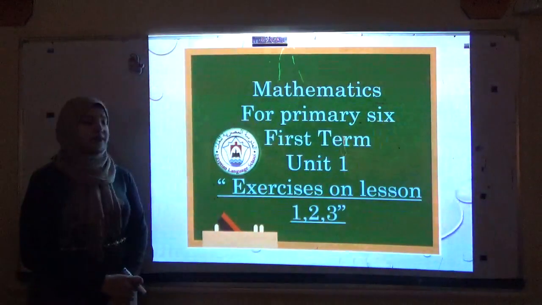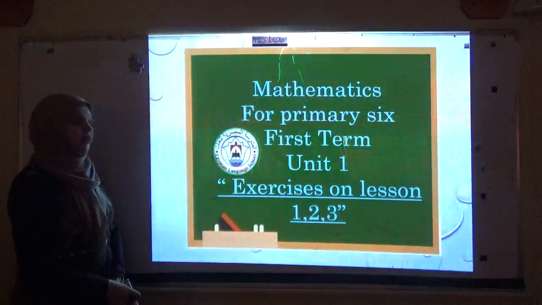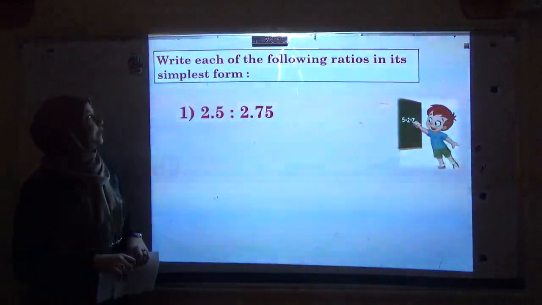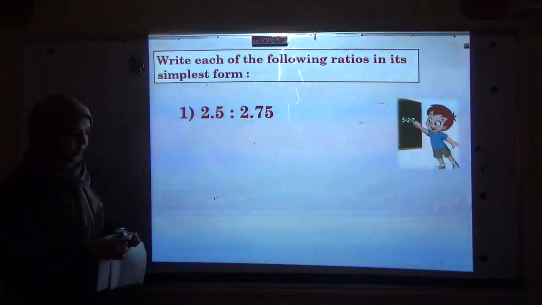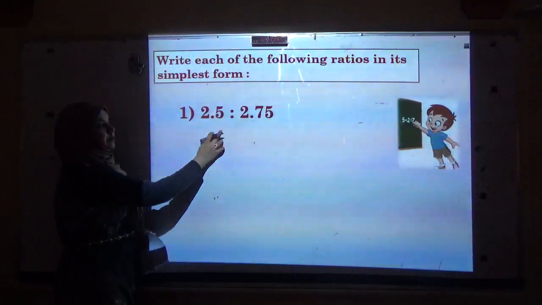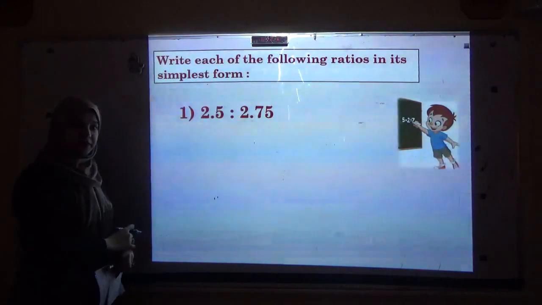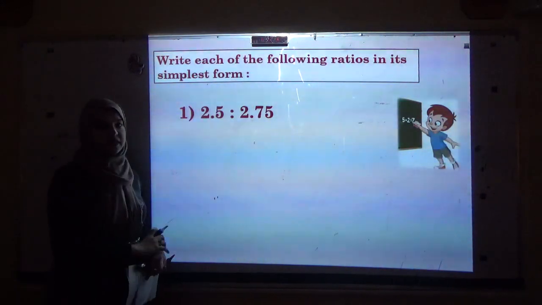In this lesson, we will solve some exercises in lessons 1, 2, and 3. Write each of the following ratios in its simplest form. Number 1, 2.5 to 2.75. To simplify this ratio, we should cancel the decimal point.